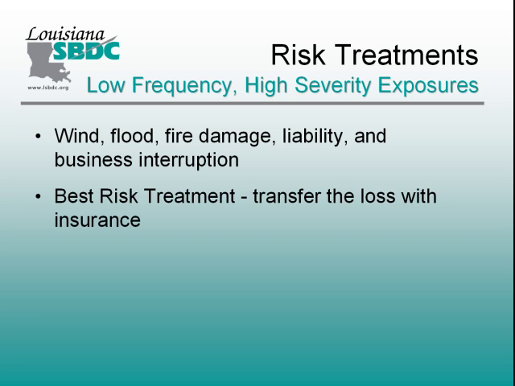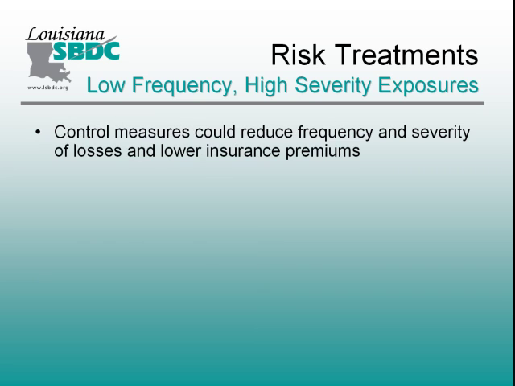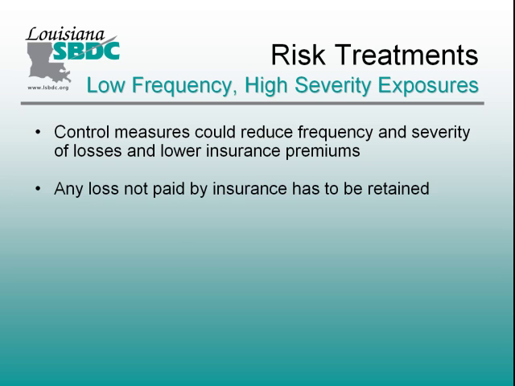This can be done by purchasing an insurance policy, such as a business owner's policy, commonly referred to as a BOP. But that's not enough. High-frequency, low-severity risks should also be controlled, such as installing a fire suppression system, having an exit plan for employees, backing up all data on computers. By employing these control measures, not only do you reduce the frequency and severity of losses, you could also lower your insurance premiums. Any portion of loss not paid by insurance must be retained.